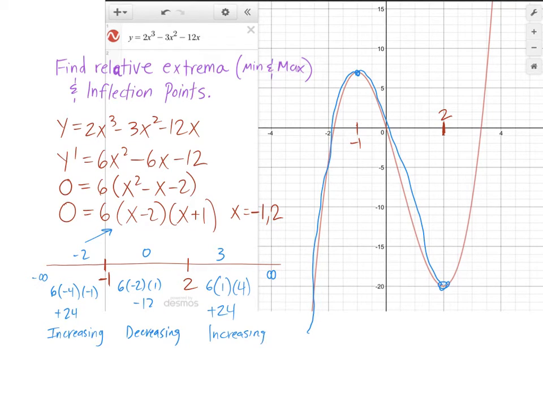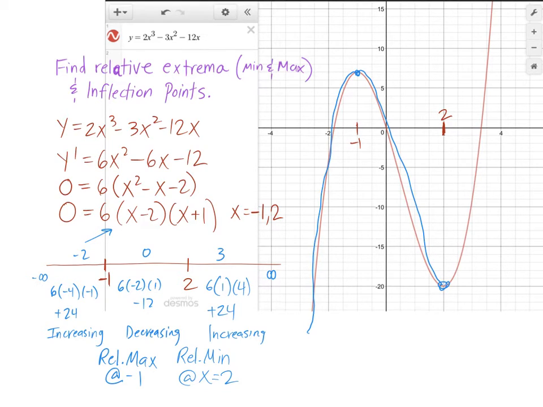So what we found, if your function changes from increasing to decreasing, if you go from walking up a hill to down a hill, you're going across the peak. So we have a relative max at -1. And if you changed from decreasing to increasing, we have a relative min at x equals 2. And you'll probably need to give coordinates, not just x values.